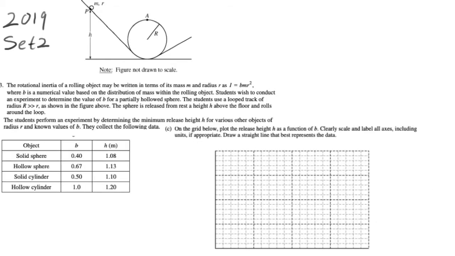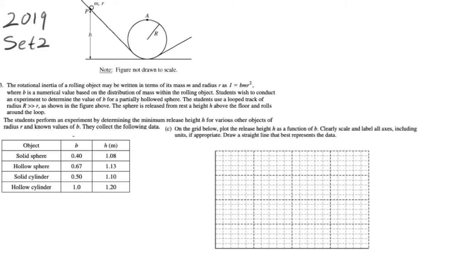So we're given new information: the students perform an experiment by determining the minimum release height h for various other objects of radius r and known values of b. They collect the following data of these different objects with different b's and different h's. Part C: on the grid below, plot the release height h as a function of b. Clearly scale and label all axes, including the units if possible. Draw a straight line that best represents the data.